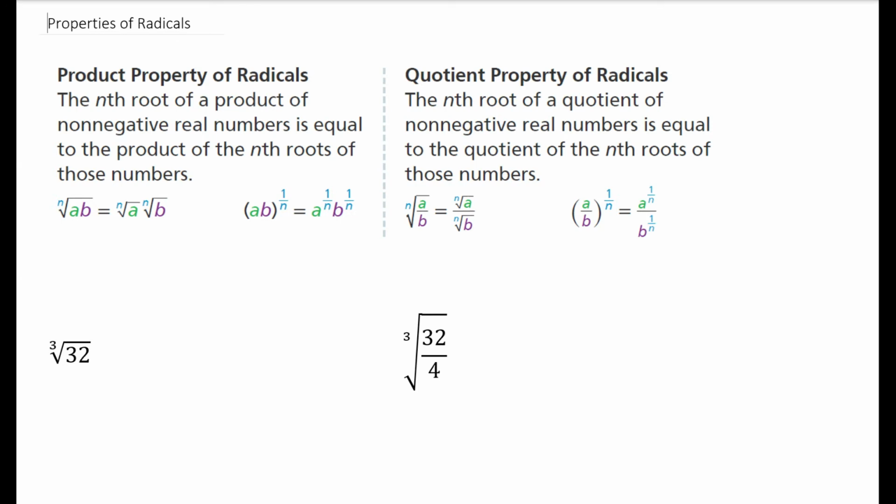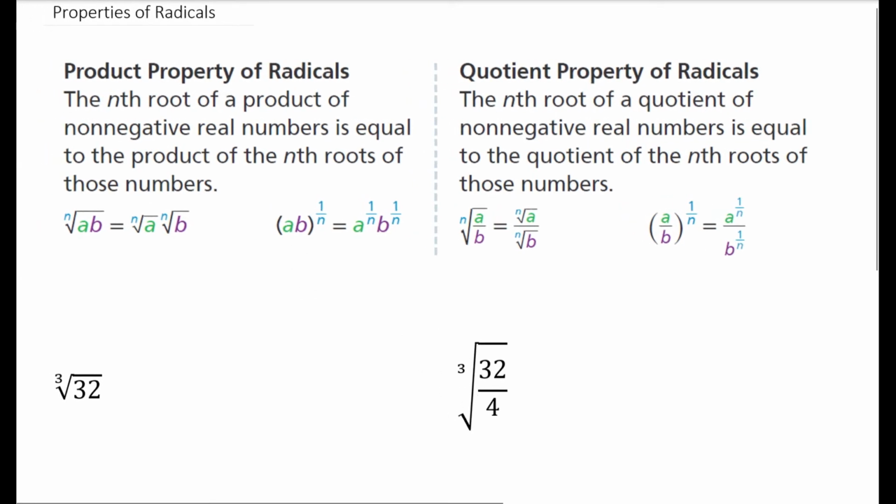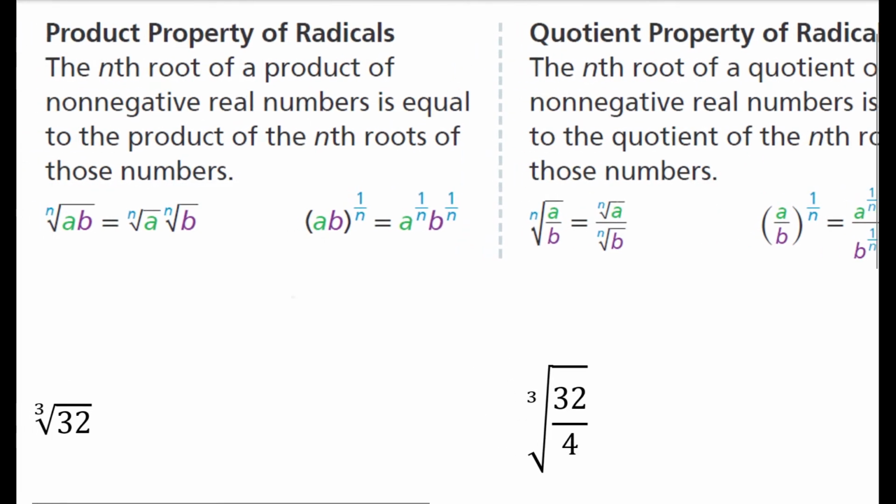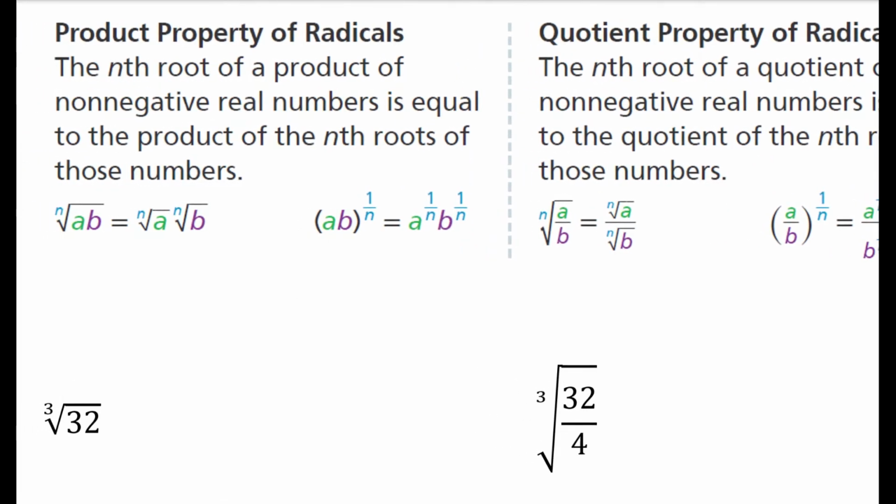Okay, so now that we talked about properties of exponents, we're going to briefly talk about properties of radicals. There are a couple of properties that you need to be aware of. The first property is the product property of radicals. The nth root of a product is equal to the product of the nth root of those numbers. So basically, if you have a radical and you have a product or a multiplication inside that radical, you can split that radical into two separate radicals multiplying each other.